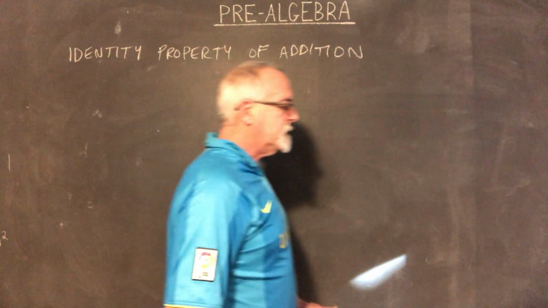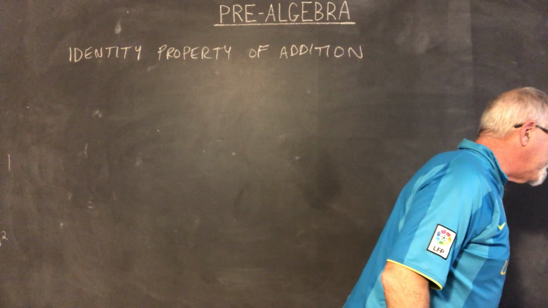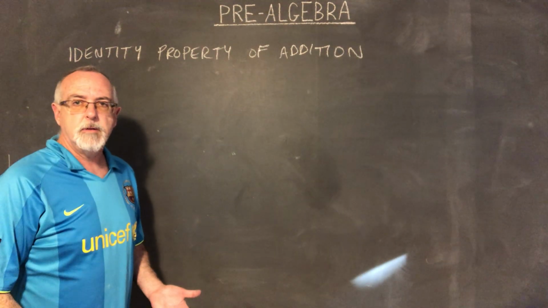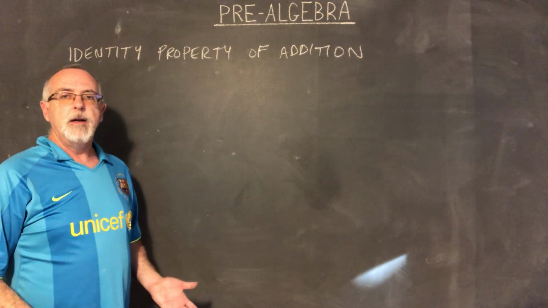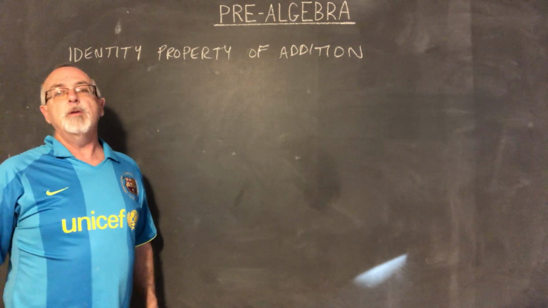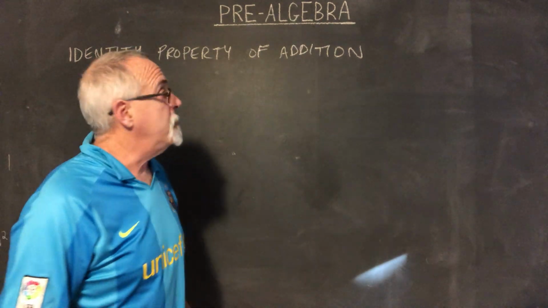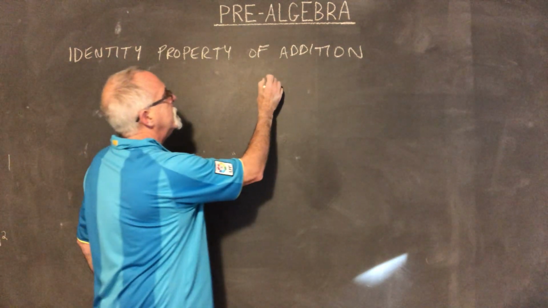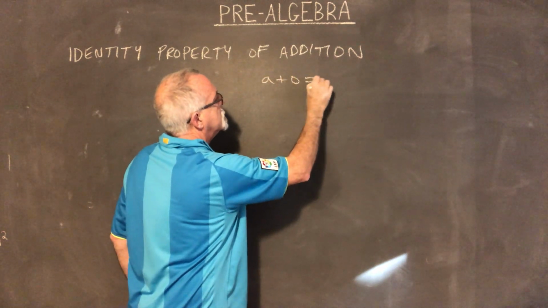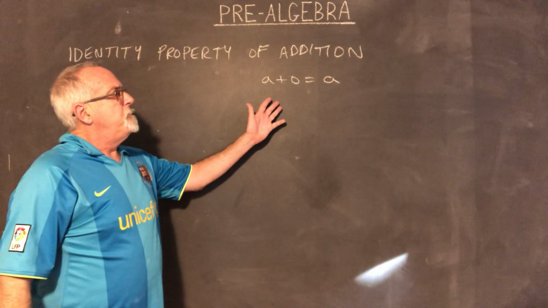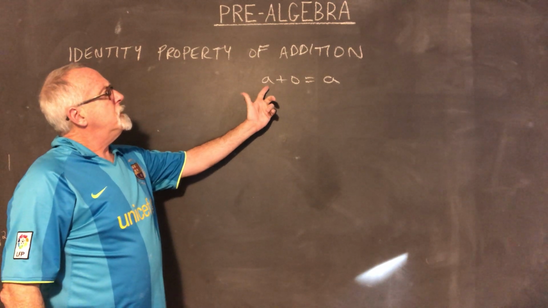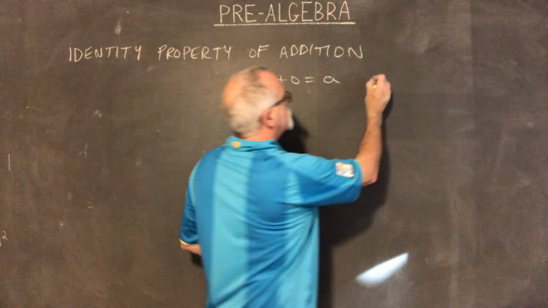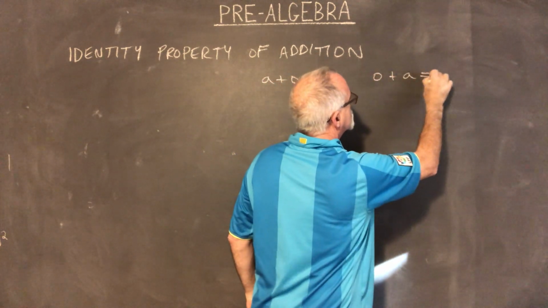Okay, so what is the identity property of addition? It means that if you add 0 to a number, you just get the same number as the answer. You might think, well, that's obvious, I already knew that. Well, I actually expect most of you to have already known that. So we can show it in a general way by saying a plus 0 equals a. But wait, what if you have the 0 first? 0 plus a also equals a.